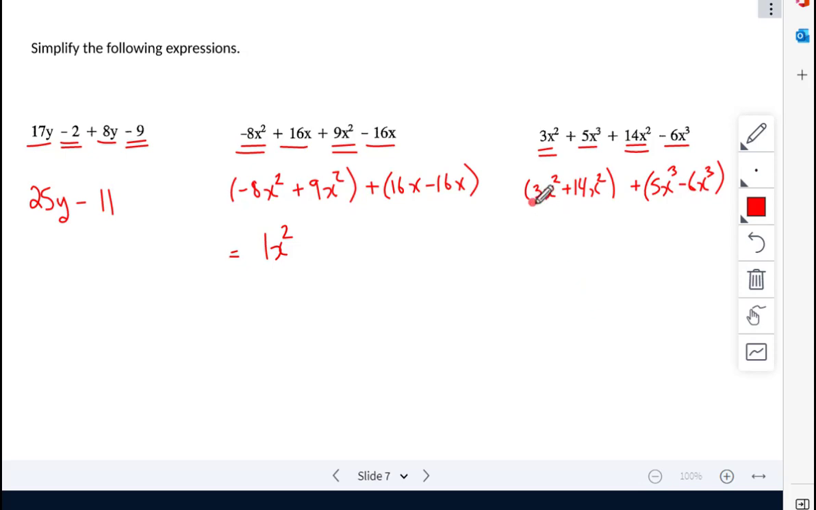All right, so collecting 3x squared and 14x squared, I get 17x squared. And then 5x cubed minus 6x cubed is negative 1x cubed. All right, and just putting this in the correct descending order, I would rearrange this. So I would have negative 1x cubed plus 17x squared.